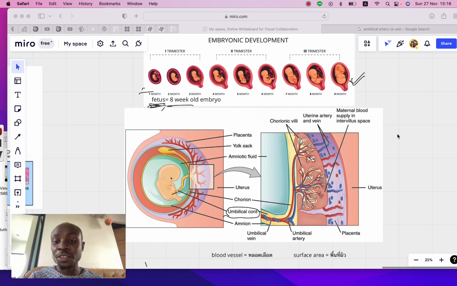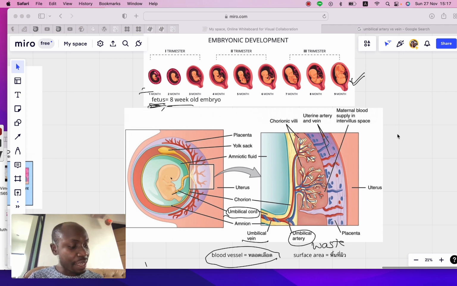the umbilical cord. If we cut open the umbilical cord, we're going to see some blood vessels. There are 2 of them. We have the umbilical vein, which will bring oxygen and water and food to the fetus, and the umbilical artery, which will take carbon dioxide and other waste products from the fetus to the mother.